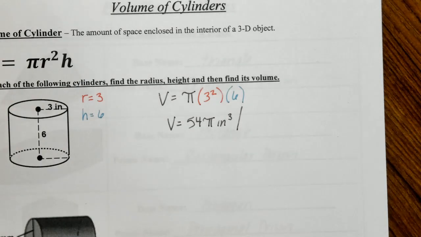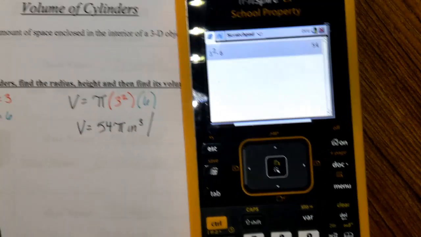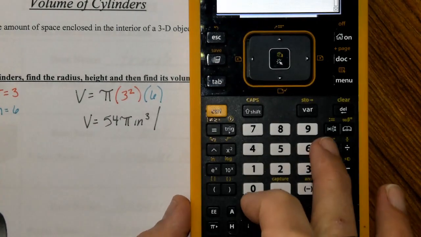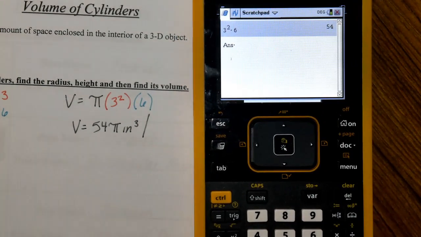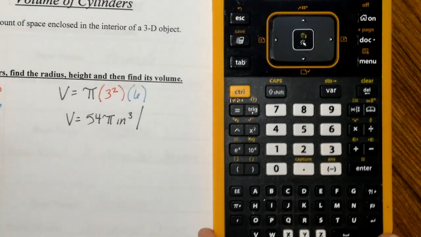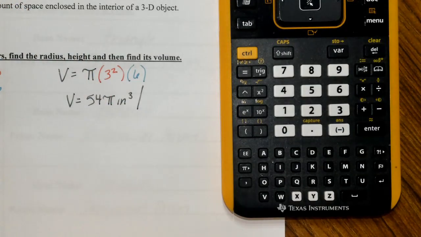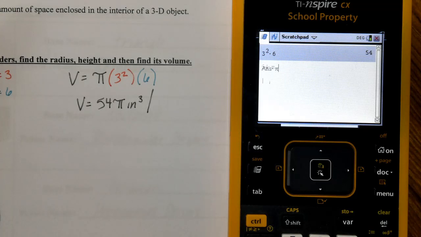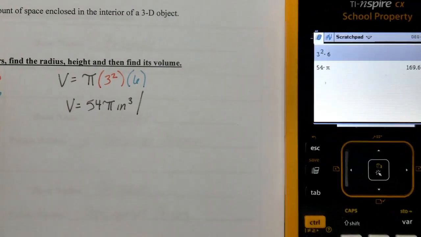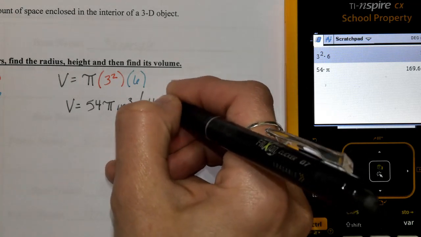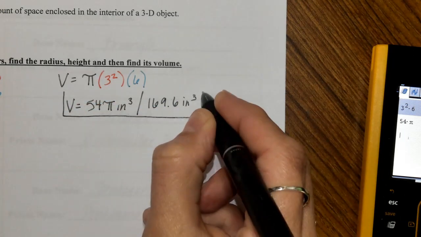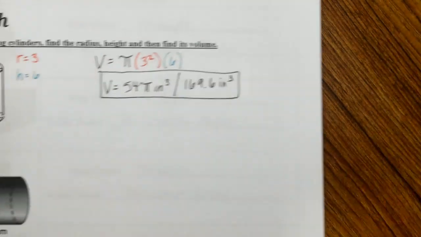Now, if you're using these calculators, all you have to do now is just push times and then the pi button. So I just push the multiplication button and it just pops up as my answer, or just type in 54. And then I'm going to push that pi button that's all the way down here at the bottom, and press enter. We've talked about that in class. And then there we go. And we can round to the nearest tenths. So round to the nearest tenths, we'd have 169.6 inches cubed. So I'm going to do this for just these two, because we're just finding volume on the first two.